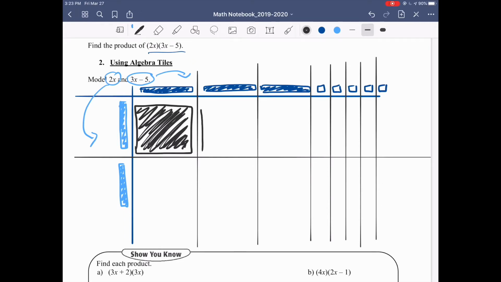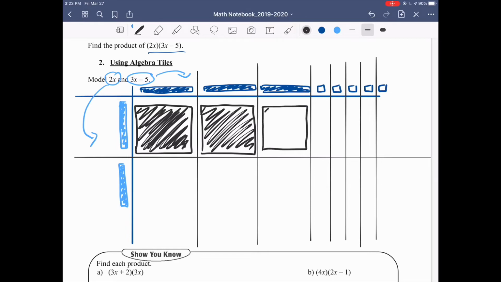This is x on this side, and the top is x. X times x, if you complete the shape, gives you a positive x squared. Same thing here. This is still x. This is x. It completes the shape. It gives you a positive x squared.